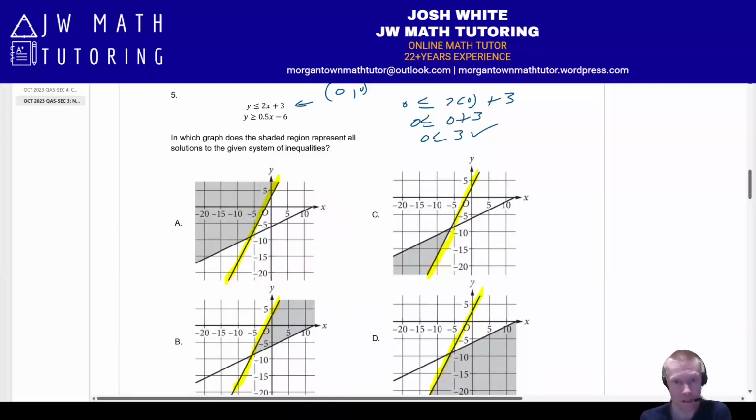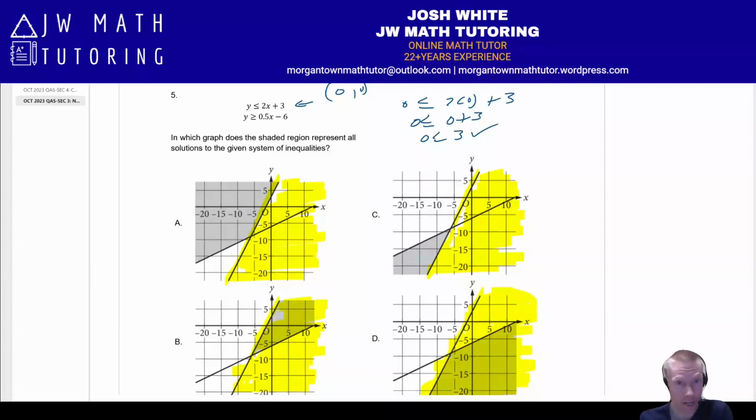Notice 0, 0 is on the bottom right of that graph. So what that means is, since 0, 0 works, the shading for the top one is going to be basically this part right here. So it's going to have to be on this side of the line. So if you color that in, notice the only two where I have overlap of what I just shaded and the answer are B and D. A is shaded on the other side of the line, so that's out. C is shaded on the other side of the line, so that one's out.